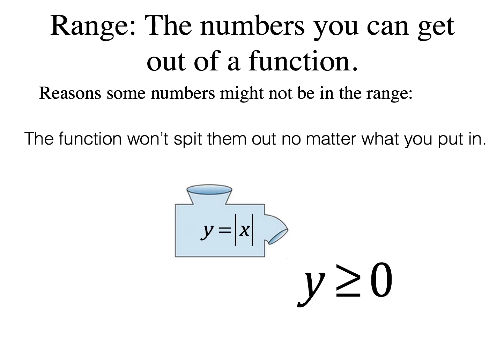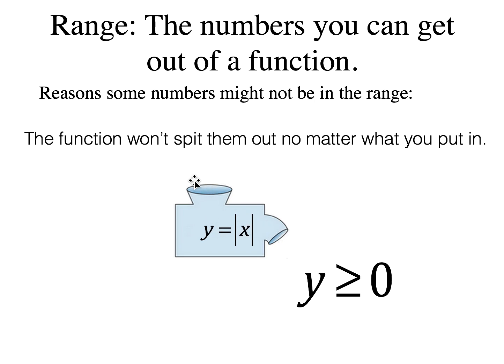The range is simply the numbers that you get out of a function. Again, there are some reasons that numbers might not be in the range. For example, some functions won't spit out particular numbers no matter what you put in. If we have an absolute value function, y equals the absolute value of x, no matter what number I plug in here, this is never going to spit out a negative number.